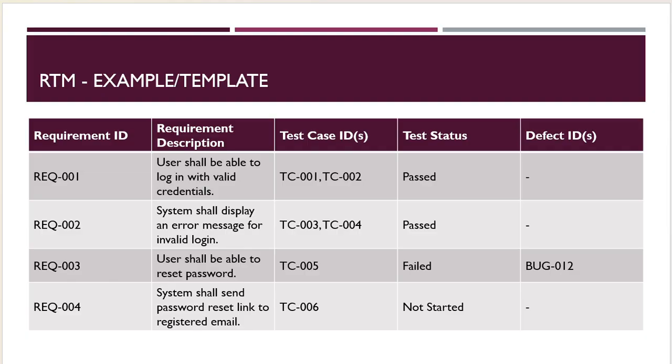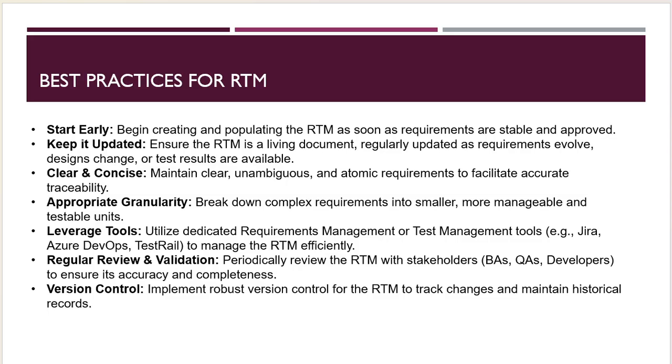Let's move on to the ideal example of the template of the RTM. There is a requirement ID, requirement description, test case IDs, test case status, and the defect IDs. So that's covered in the RTM. The developer will go into the bug tracker and identify their defect, and the system will get a failure.